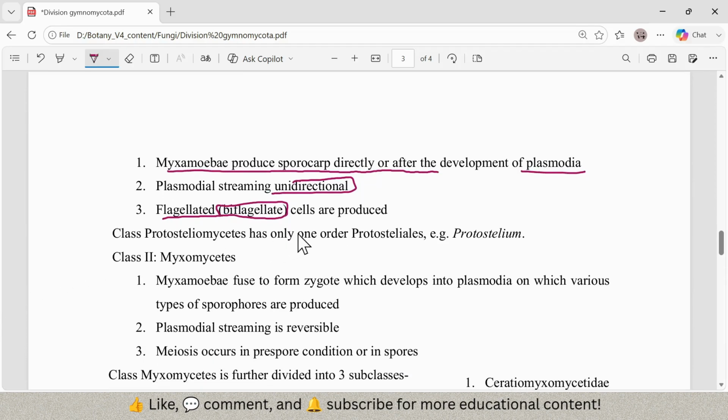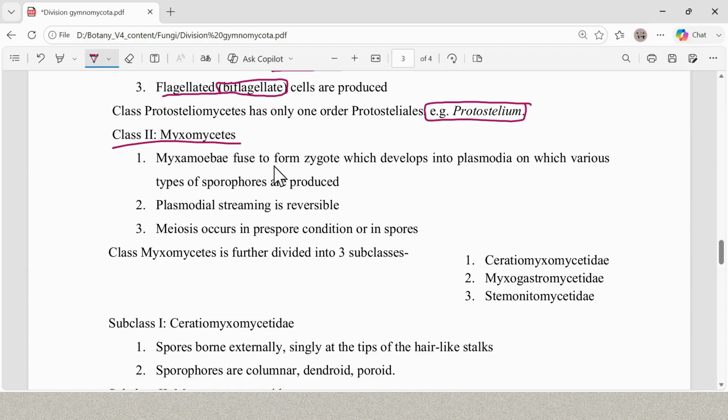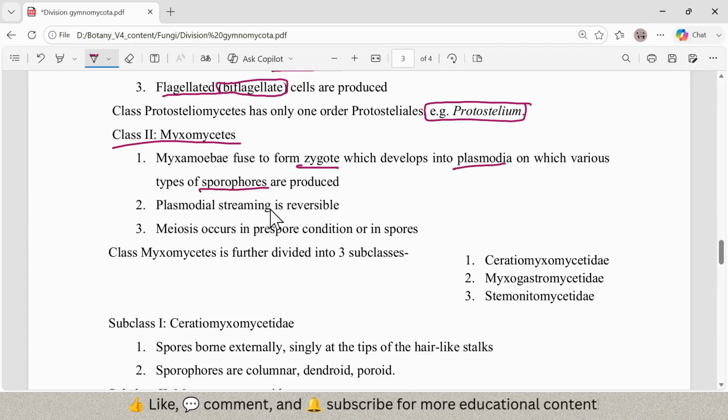Class Protosteliomycetes has only one order, Protosteliales. Example is Protostelium. Next is class 2, that is Myxomycetes. Here, mixed amoebae fuse to form zygote which develops into plasmodia on which you will get various types of sporophores. Plasmodial streaming is reversible. So here movement is reversible. Meiosis occurs in pre-spore condition or in spores.